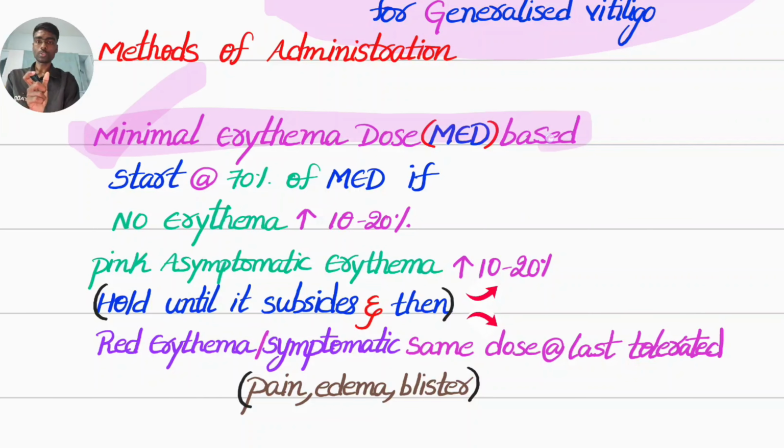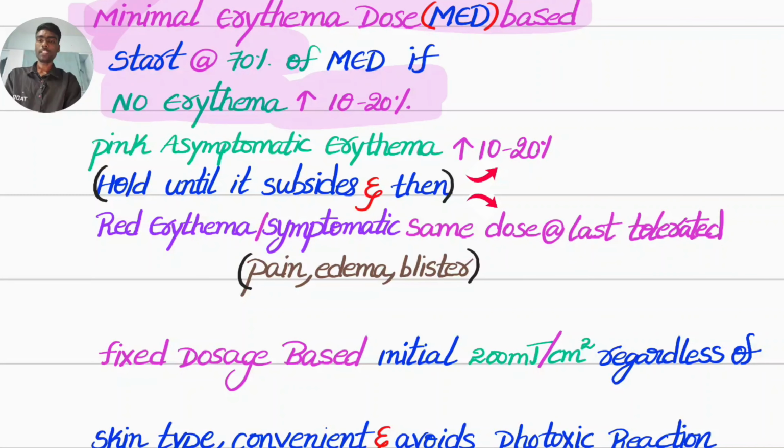Based on minimal erythema dose, we will start with 70%, and then if there is nothing, we will increase by 10 to 20%. If the patient gets asymptomatic erythema, no symptoms, just asymptomatic erythema, we will wait until it resolves, then we will increase by 10 to 20%.